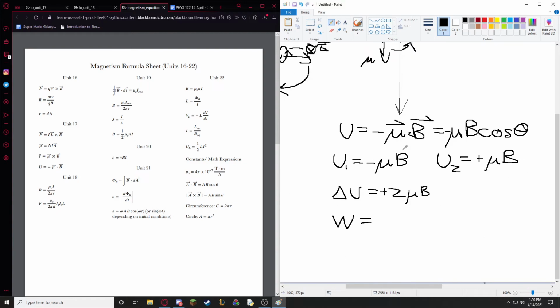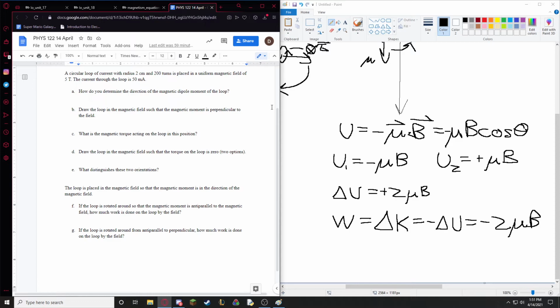That makes sense. But so our work, if we remember back from physics 121, work is equal to the change in kinetic energy, right? And then we know our total change in kinetic plus our total change in potential has to equal the total non-conservative force, which in this case is 0. In most cases, you'll see a 0. So that means it's equal to the negative change in potential, which is negative 2 mu b. Boom. That's how we get our total work done by the field on our loop.